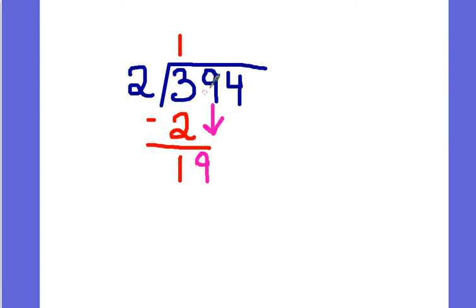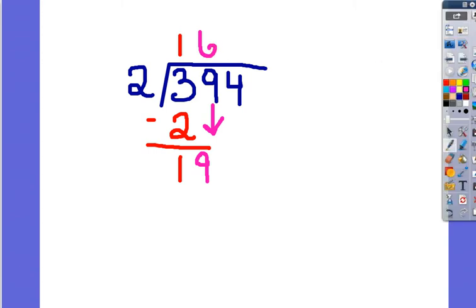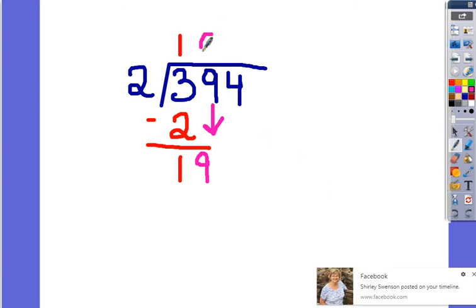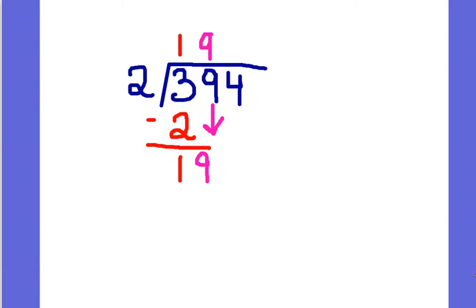So 2 times what in my tens place is 19. Well, 2 times 5 is 15, 2 times 6 is 18. That's as close as I'm going to get. So 2 times, oops, sorry, I was thinking about 3. 2 times 6 is only 12. So 2 times 7 is 14, 2 times 8 is 16, 2 times 9 is 18. There we go. So let's put 2 times 9 is 18. Okay, and then I'll subtract those two. 19 minus 18 is 1.